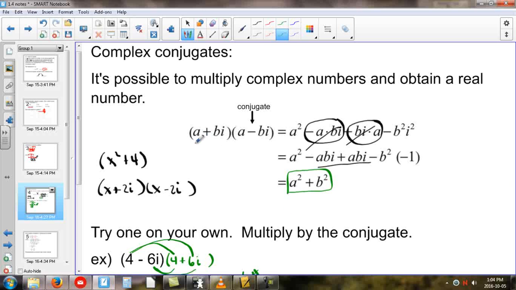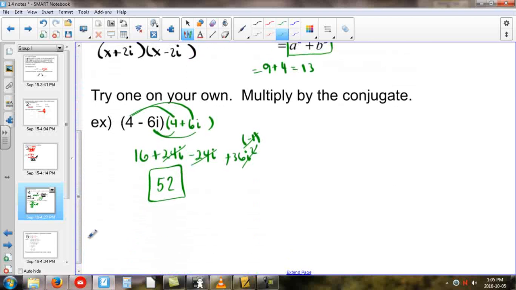If I look at the original problem, say it's 3 plus 2i, 3 squared, a squared, would be 9 plus, I totally ignore the i, ignore it. 2 squared is 4. If I multiplied 3 plus 2i times 3 minus 2i, I would have gotten 13. Now, there is a shortcut here, but you've got to make sure you set up the conjugate correctly. If you don't, it doesn't work.